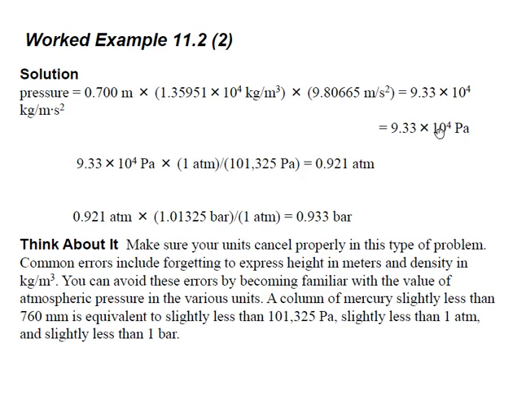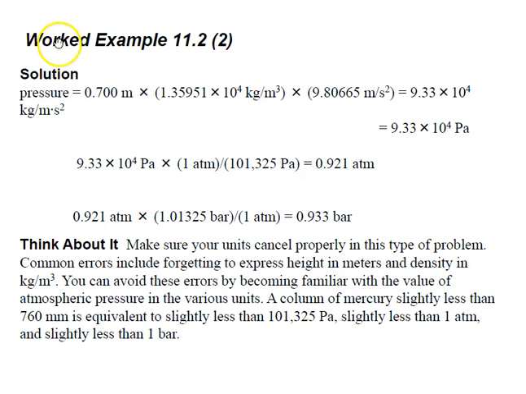We'd need to look up or be given the other equalities. So there's an equality for atmospheres to pascals: 101,325 pascals in 1 atmosphere. We do the dimensional analysis here and cancel out pascals. We're left with 0.921 atmospheres. We could do the same thing with bars. We can convert from atmospheres to bars or from pascals to bars, depending on the equality that we're given.